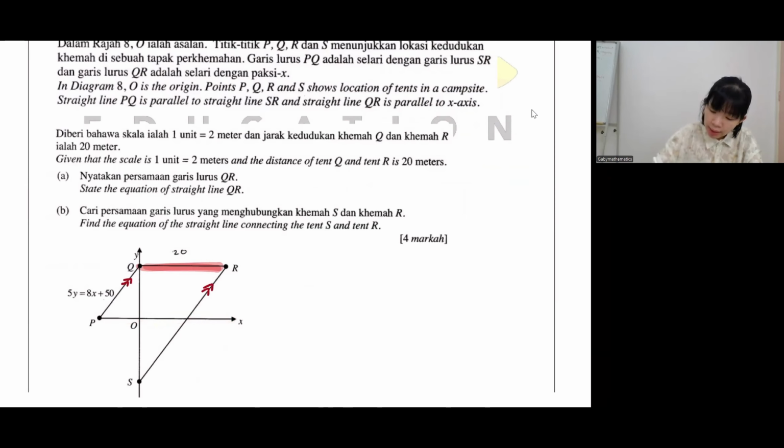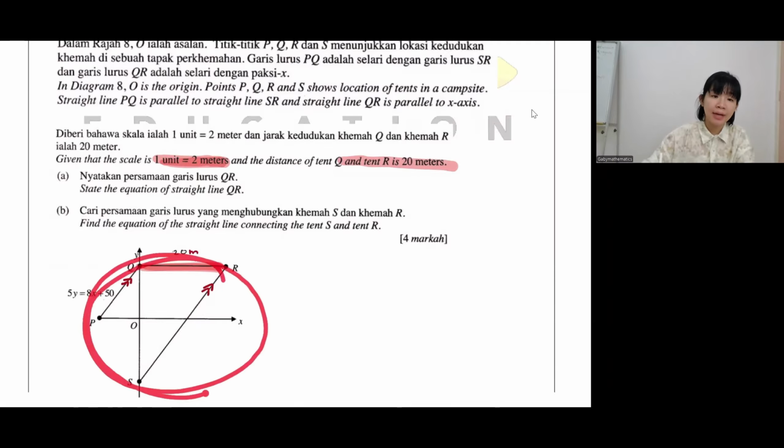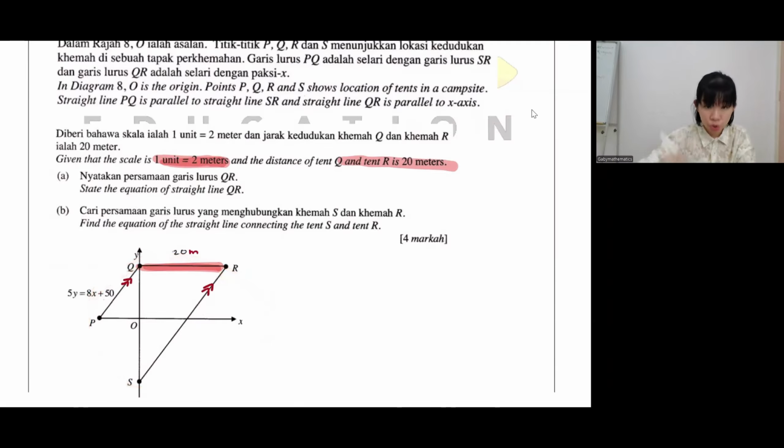Okay, so given that the scale is 1 unit to 2 meters, the distance between QR is 20 meters. Yeah, QR is 20 meters. Now, 20 meters is the actual length. Everything in this diagram is in units. We use units, but the actual length is 20 meters. So guys, if the actual length is 20 meters, how many units?